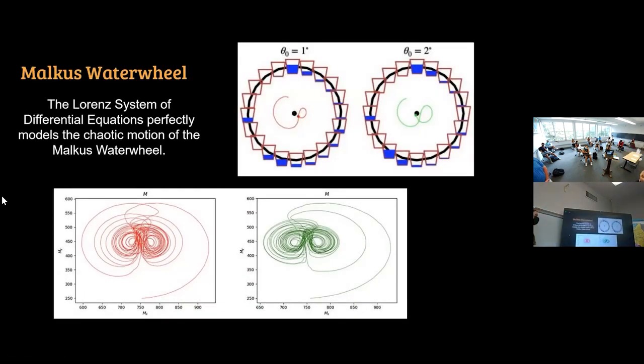So the Lorenz system of differential equations perfectly models the chaotic motion of the Malkus water wheel. As we see the water wheels at the top, they differ in initial conditions. The first one is 1 degree from the vertical, and the second one is 2 degrees from the vertical. And you can see the centers of mass starting to be drawn in the middle.